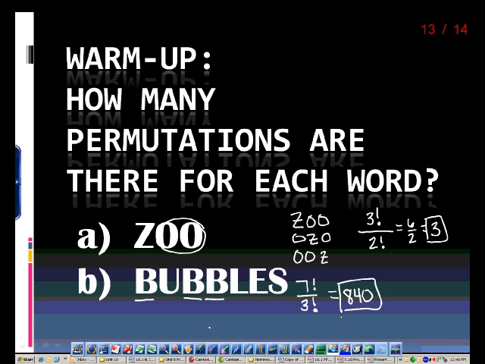What if there's like... Good. So if there were two different letters that were repeated, then on the bottom, you would just multiply together all the factorials you would need to divide out. So say this was Bebbles instead of Bubbles. Okay? We would do 7 factorial over 3 factorial times 2 factorial. Okay? Any other questions? All right.